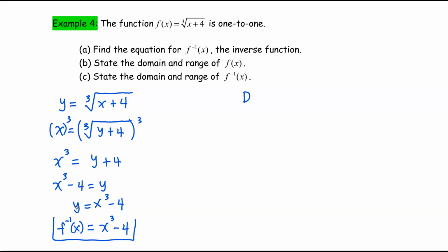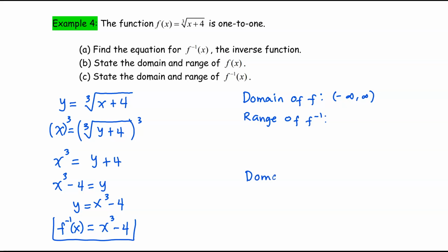Now let's go ahead and identify the domain. The domain of the function f. Look at this. When will this be undefined? Since this is 3, the index is odd, then you have nothing to worry about. This will be defined everywhere. And the range, again, we need the domain of the f inverse.